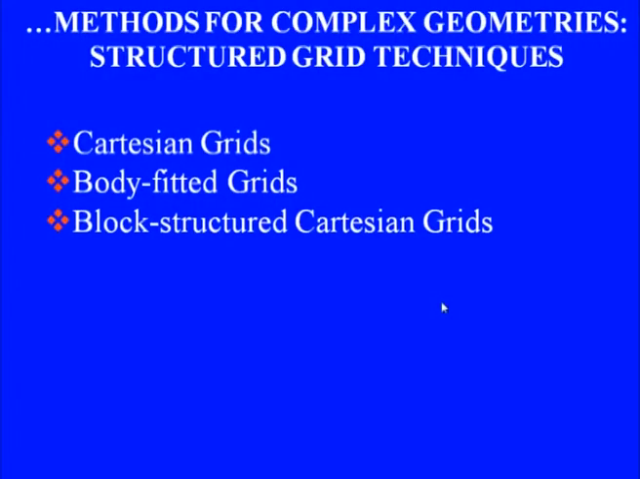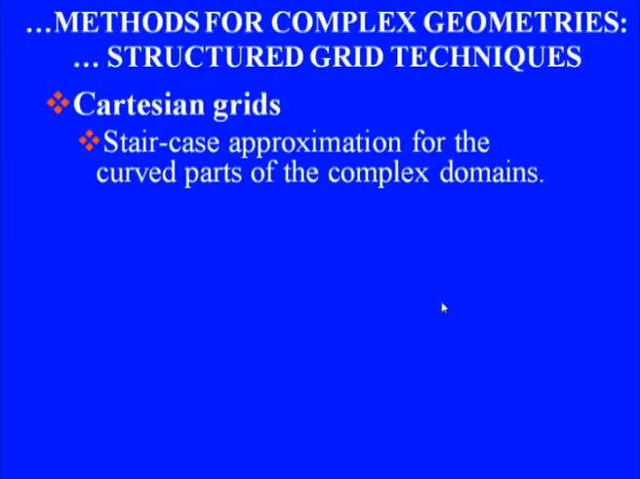Now, let us have a brief look at some of the structured grid techniques. There are three structured grids which we discussed yesterday: Cartesian grids, body fitted grids, and block structured Cartesian grids. Now, when we want to use simple Cartesian grids in the context of finite difference or finite volume analysis to represent the curved portions or curved surfaces of the problem domain, we would use what is called staircase approximation. The staircase approximation leads to a very crude approximation of the geometric features of the problem domain, and it might also pollute our solution.